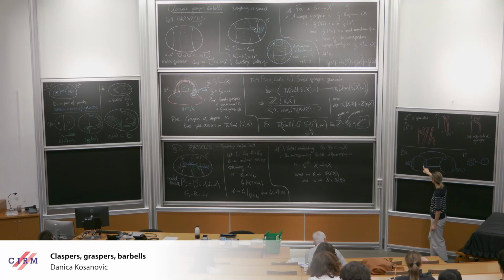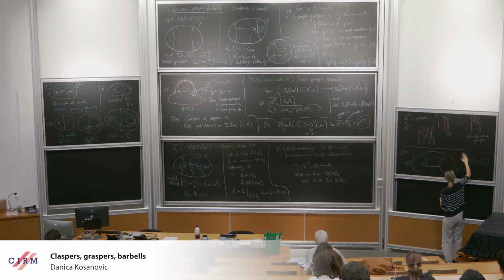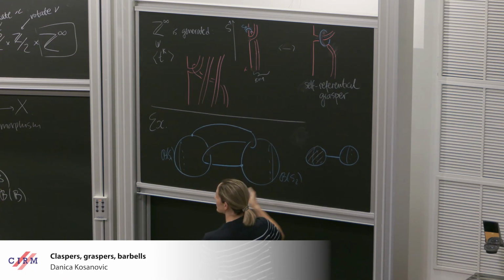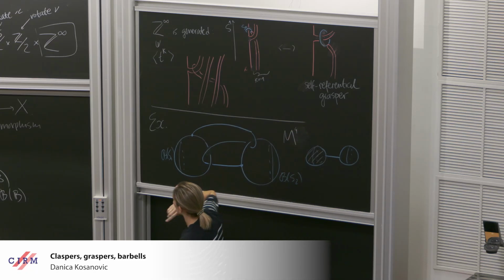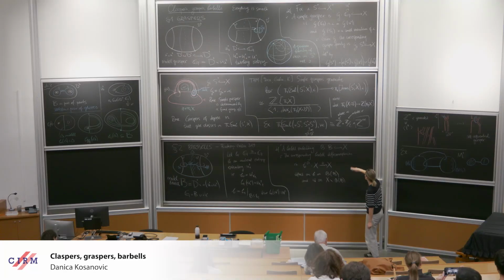The point is that the bar intersects the three ball again. And in fact, instead of D4, you can draw this picture in any 4 manifold M4. Actually, sorry. Maybe I wanted this to be M for some reason.